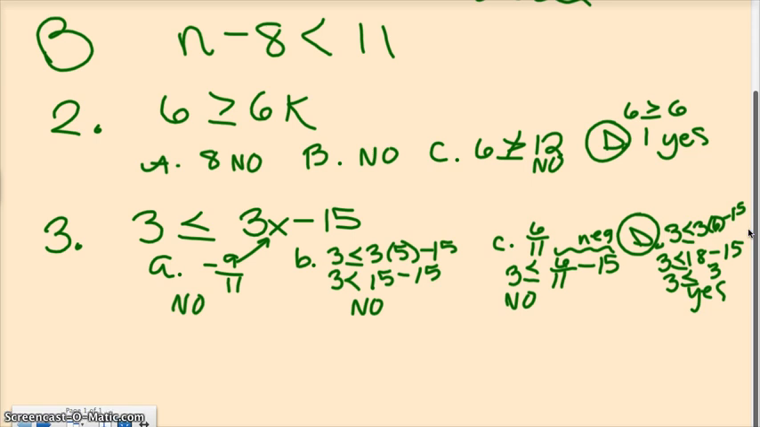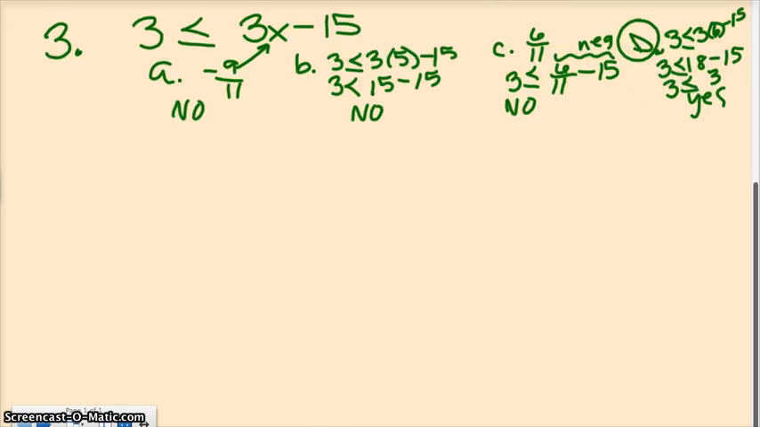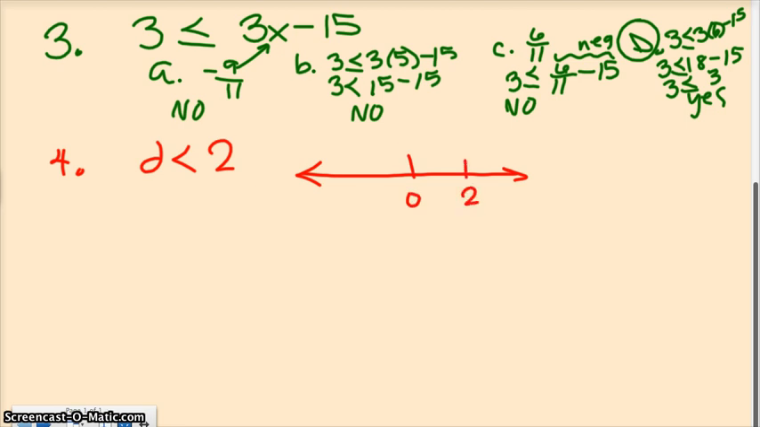4. 4 has d is less than 2. So for d to be less than 2, I always just draw it myself and find the match. d less than 2. I create my own number line. I know it's an open circle, less than is going to the left, and I find the match. It looks like B is the match. Again, I did not color my circle in because there's not a line under the inequality. That's the first page.